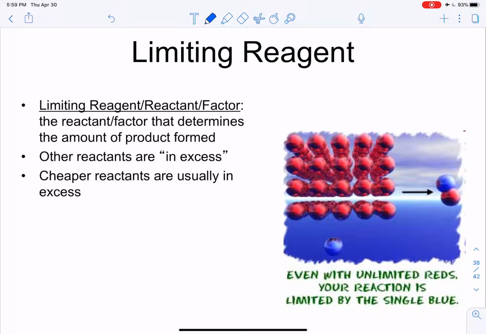So one of your reactants is going to be limiting, and the other one is going to be in excess. Now, in the chemical industry, we generally take the cheaper one and purposely provide that in excess so that all of the more expensive reactant will react and make product.